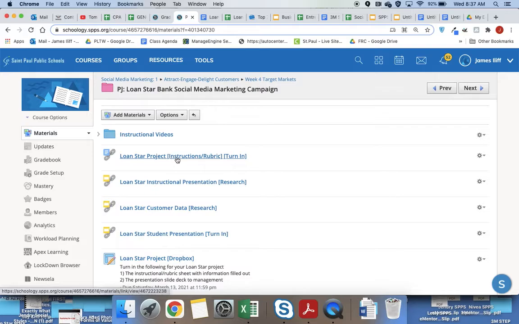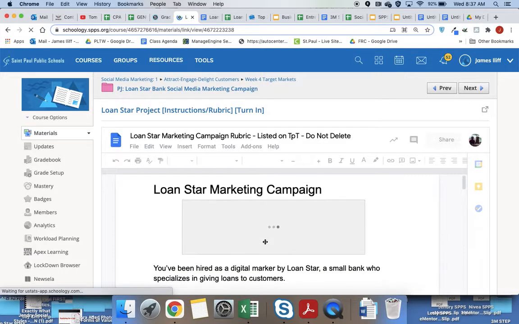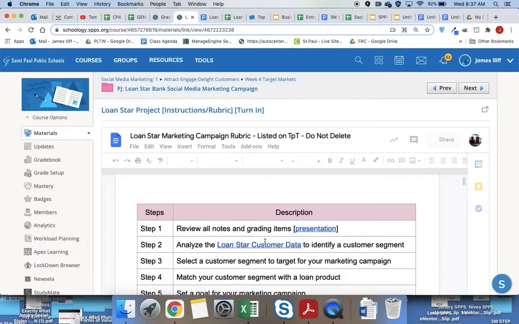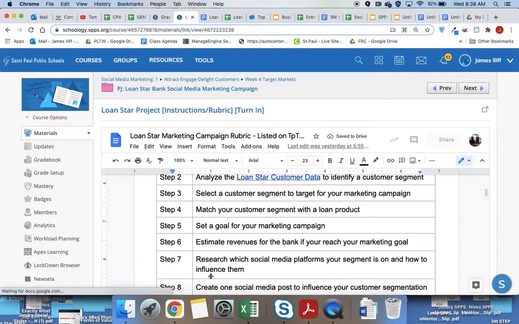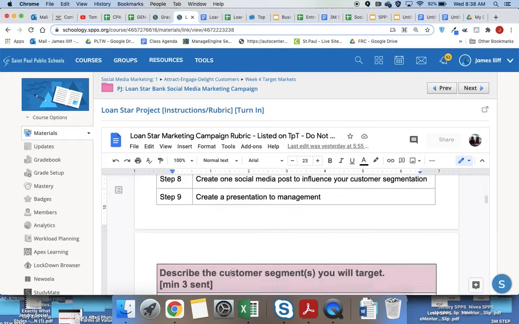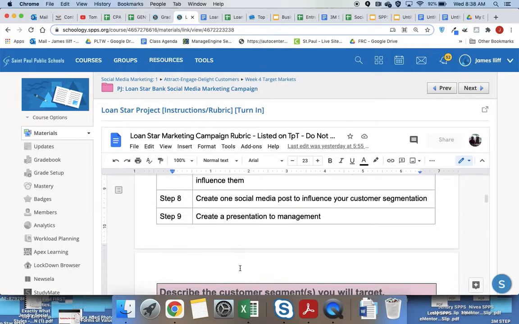Here's our rubric, the instructional rubric. And notice that I'm going to want you to turn this in. So why is that? Let's go take a look at it. You see that we have some instructions here, then I've got the steps that I want you to use to complete this project. You can follow these steps and check them off maybe as you work, that kind of thing.